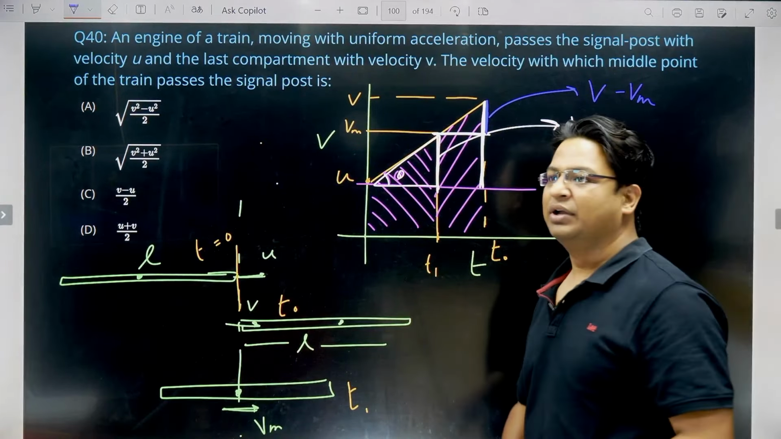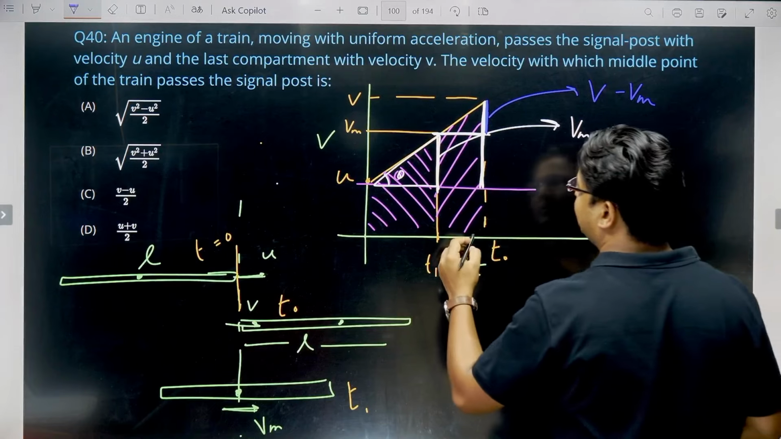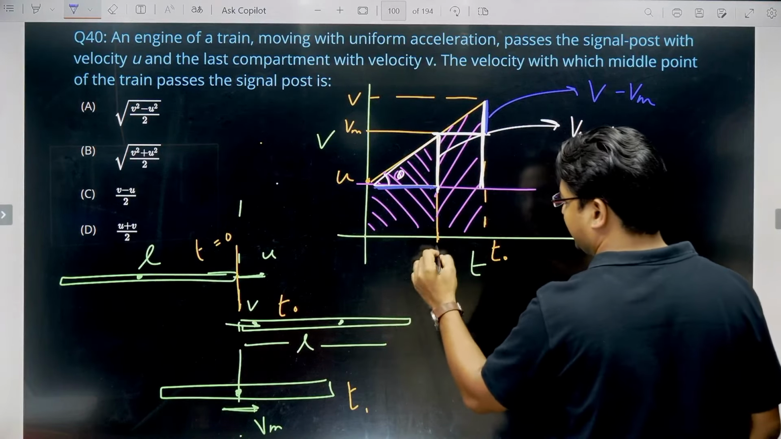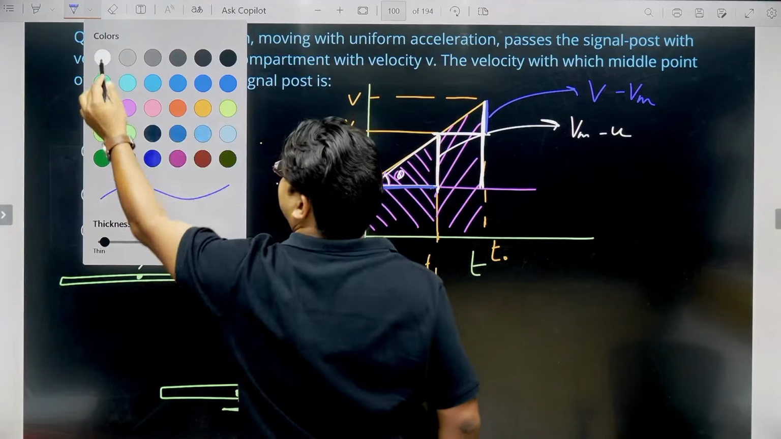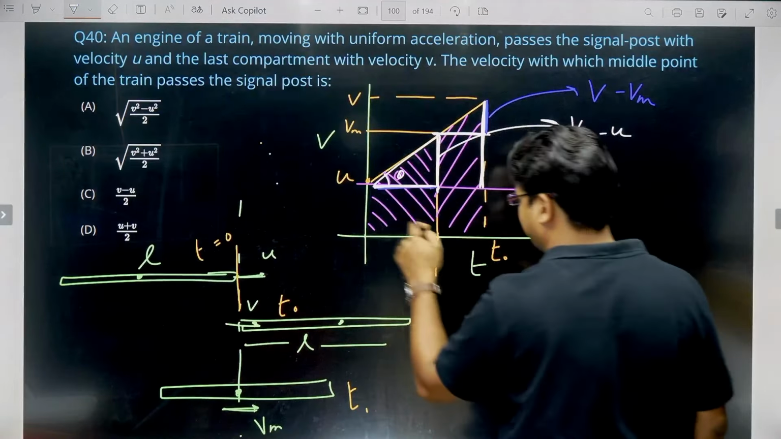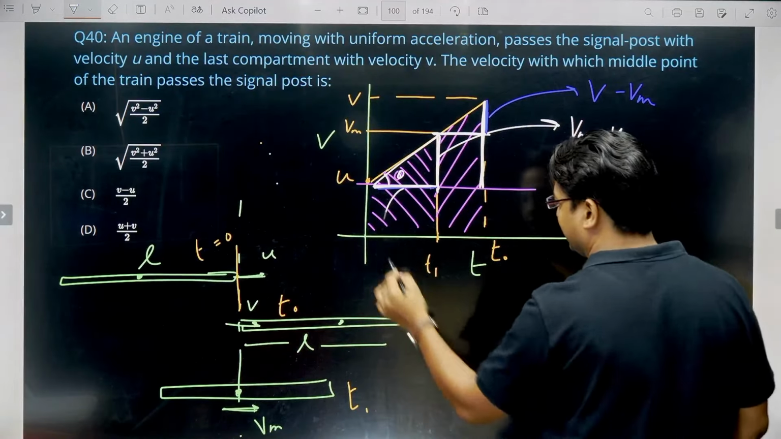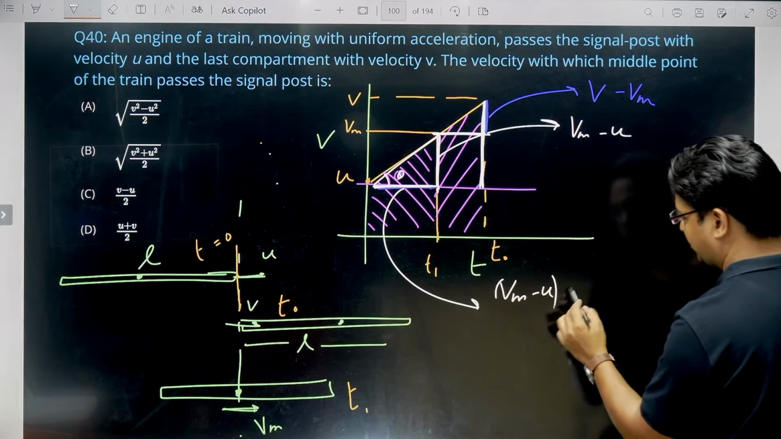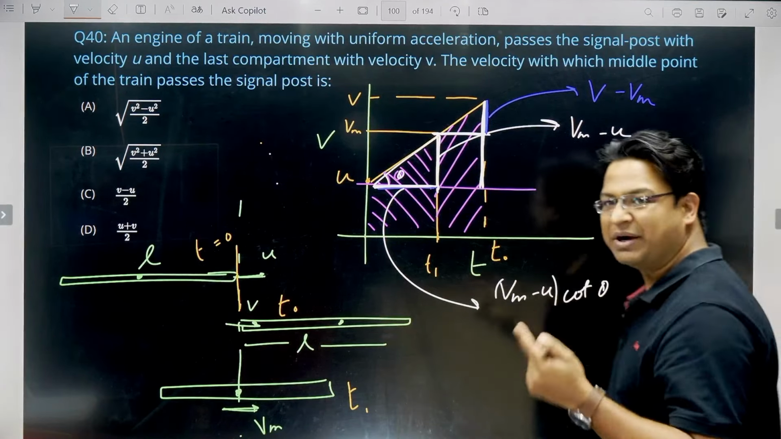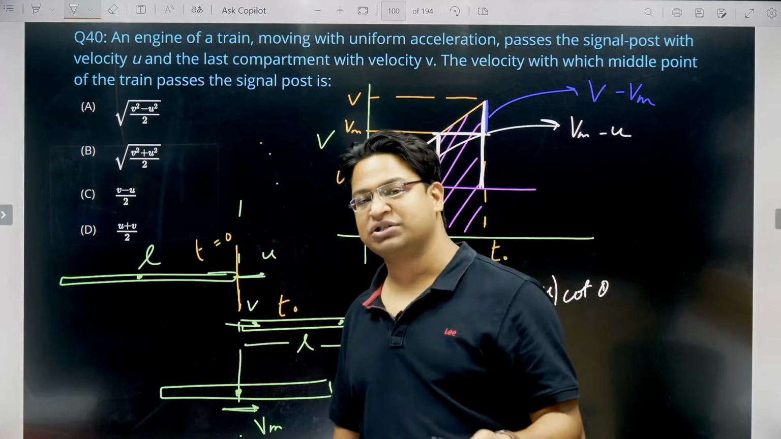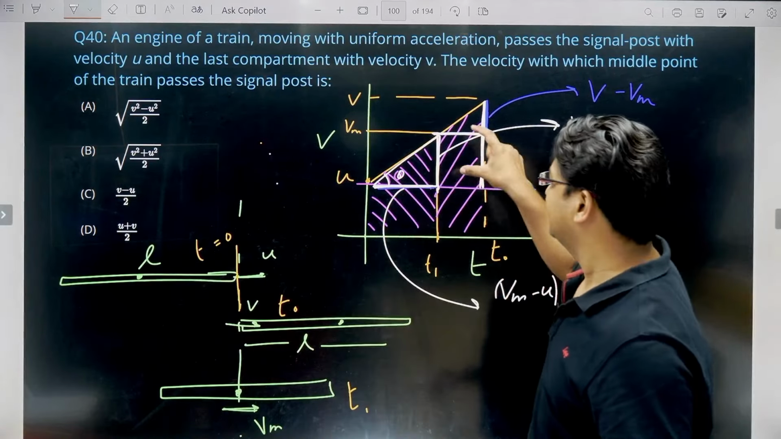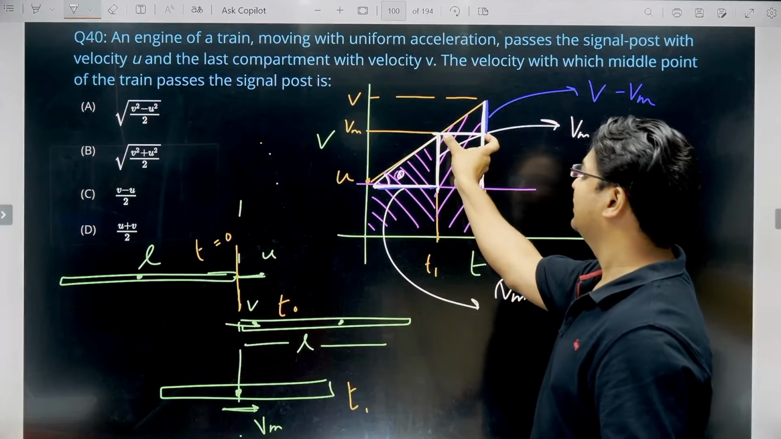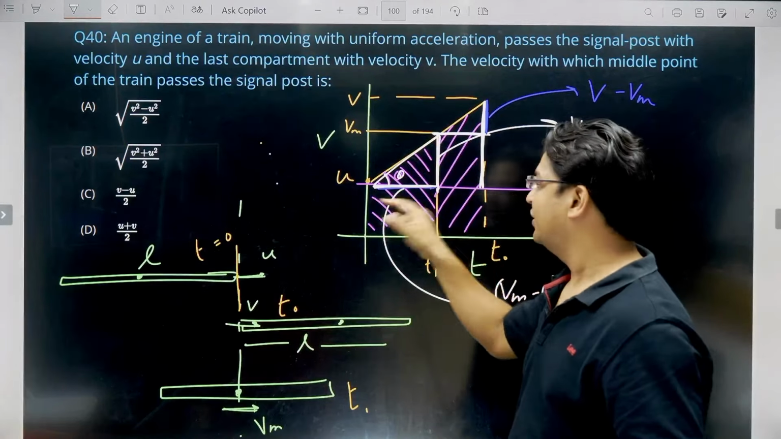Okay, now understand this. This length is how much? This length, T1 minus T0 or only T0, let me change the color of the pen. This length would be Vm minus u into cot theta. In fact, if you are smart enough, you'll not even worry about whether you're writing cos theta, sin theta, tan theta. It is this into some factor. And when you're trying to find this distance, that would be the same factor of this length, because the angle is same.